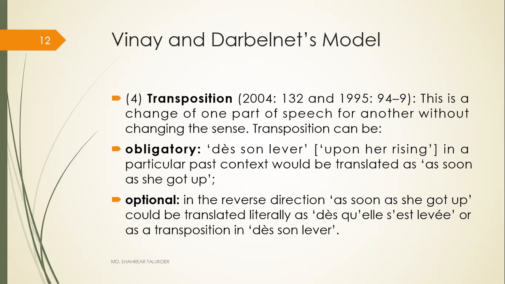There are some places where transposition can be obligatory. Okay? For example, the French "au lever" means upon her rising. In a particular past context, it will be translated as "as soon as she got up." So you see the translation here is obligatory. You cannot keep it as it is, so you need to change it in your own language. For example, if you keep "upon her rising" from the French, then I will not get the concept, or I will not be able to conceive the meaning of the translation. So in that case, you have to change it to "as soon as she got up." It has been translated in a different way, but the meaning is okay.